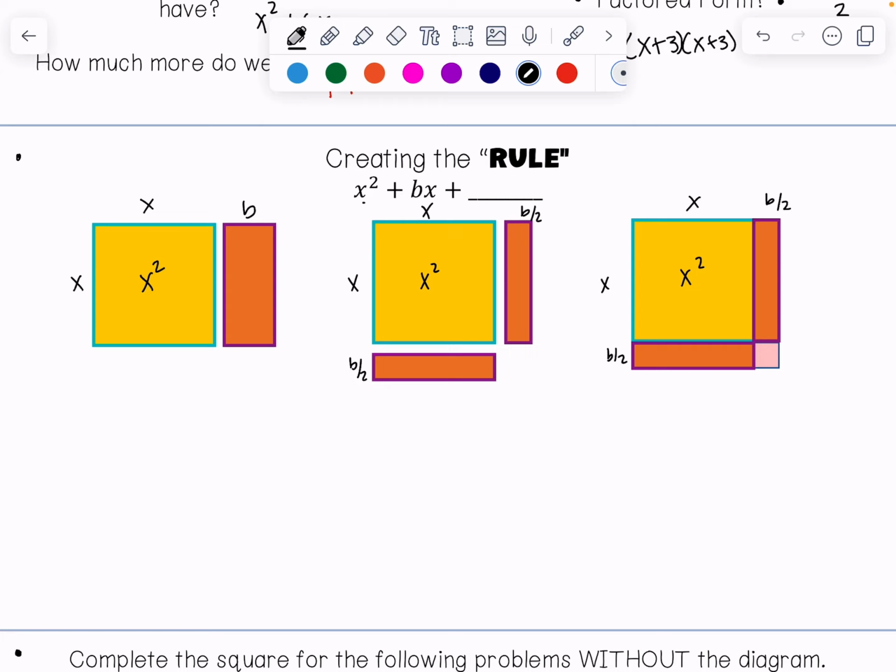We have to figure out what's going to go here. So there's two ways we could do it. We could do this the long way again and say, oh, this should be x plus b over 2 times x plus b over 2. We can multiply this out.